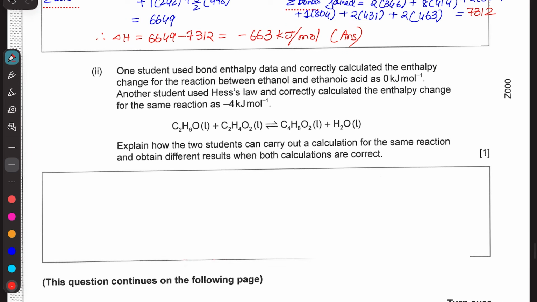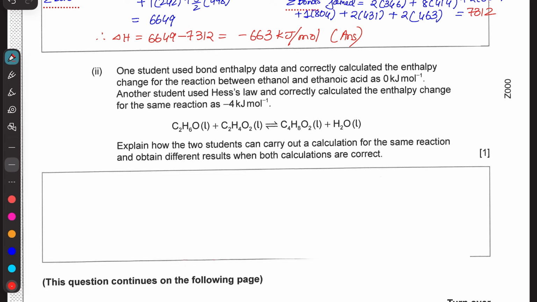Next, one student used bond enthalpy data and correctly calculated the enthalpy change for the reaction as 0 kilojoules per mole. Another student used Hess's law and correctly calculated the enthalpy change as negative 4 kilojoules per mole. Explain how the students can carry out a calculation for the same reaction and obtain two different results when calculations are correct. Because the bond enthalpy calculations use average bond enthalpy values from gaseous species, while Hess's law uses standard enthalpy of formation, right?